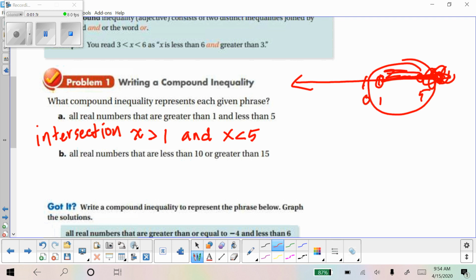And we could also write it like this. 1 is less than x is less than 5, which is saying that we want all the numbers that are between 1 and 5, but not including 1 and 5.